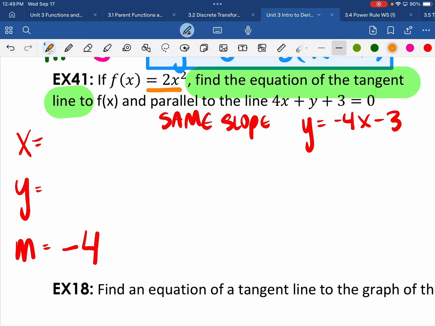So what is the derivative of my function right here, the 2x squared? 4x. We got that. I haven't plugged anything in; I've just taken the derivative of that. Now, we don't know what x is. That's what we're trying to figure out. What do I know this derivative has to equal? -4. Yep.